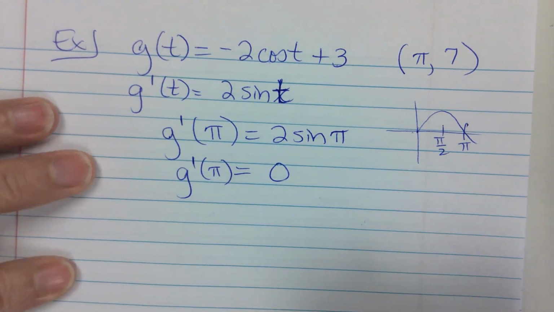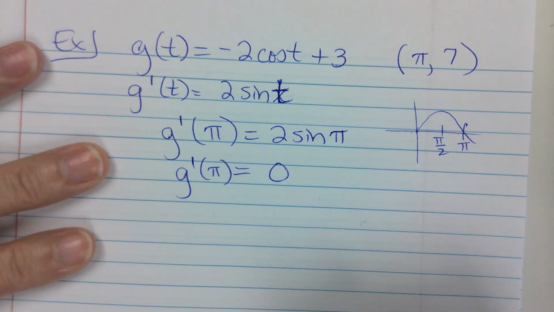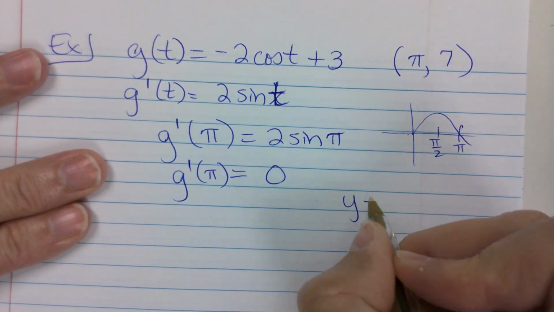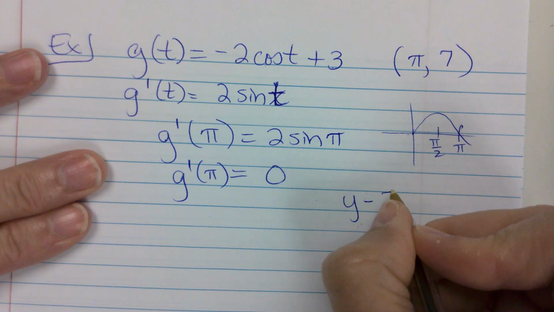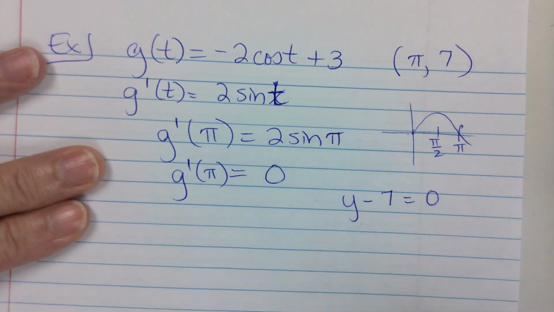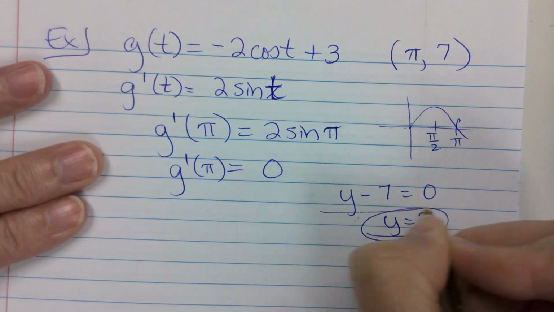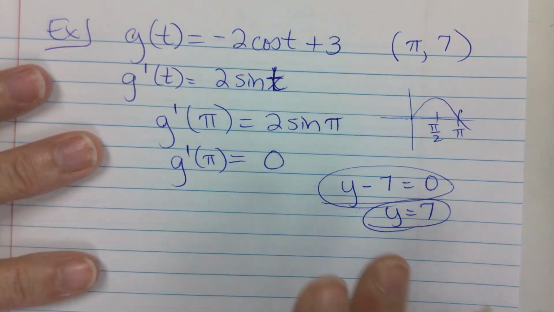So just for funsies, if I said write the equation of the tangent line, what would you say? 7 equals 0 times anything. That's just y equals 7, isn't it? That was your bonus.